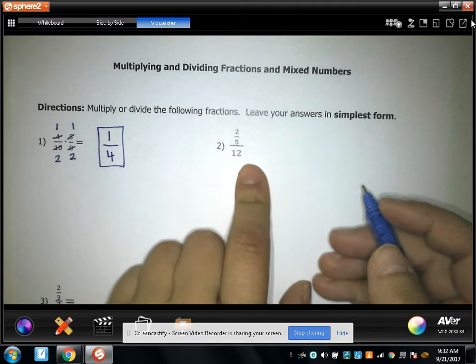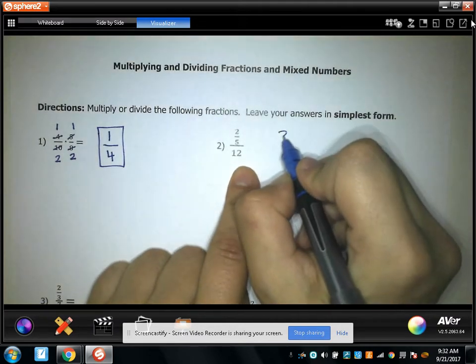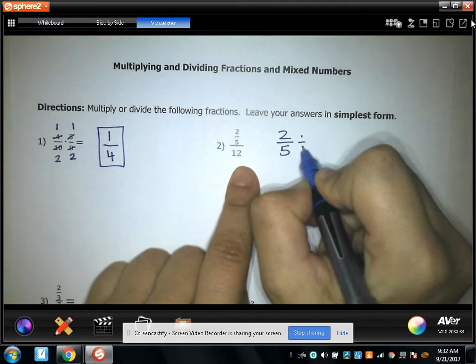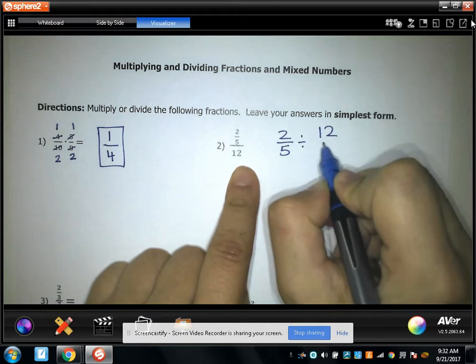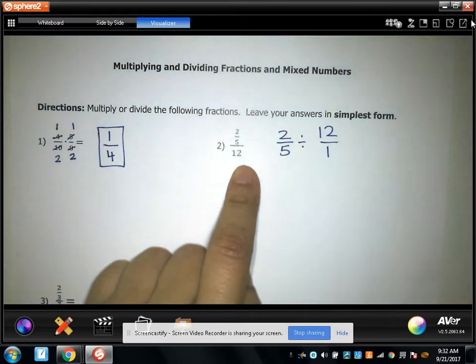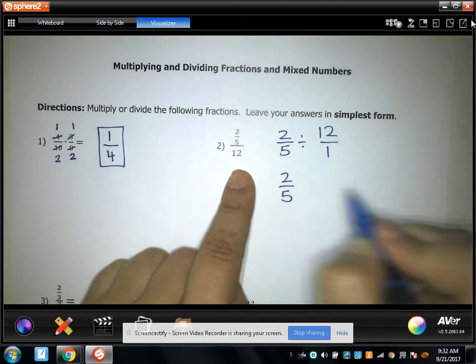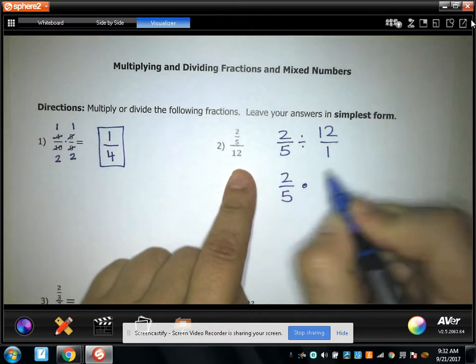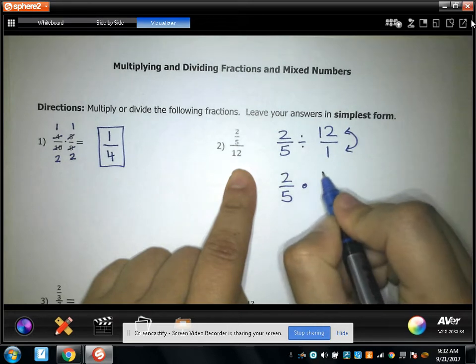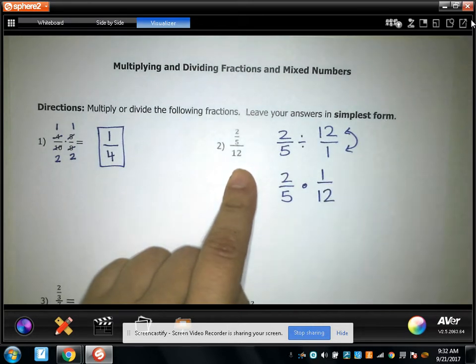This is division, and I always rewrite these as 2/5 divided by 12 over 1. When you divide, you keep your first fraction the same, you change your division to multiplication, and you take the reciprocal of your second fraction, meaning you switch the denominator with the numerator.